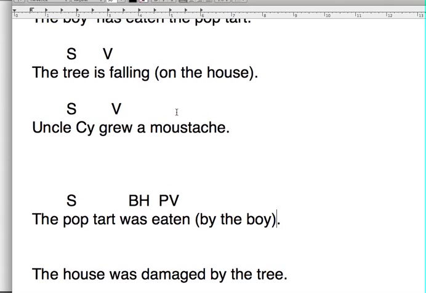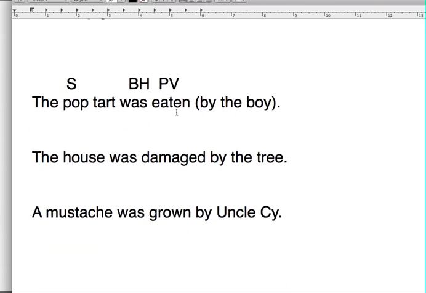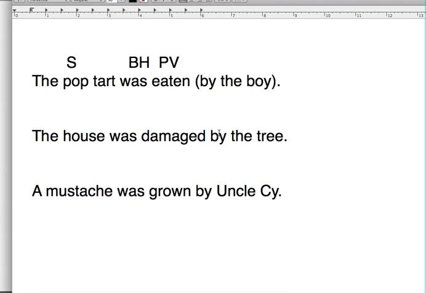Instead of the tree is falling on the house, we could say the house was damaged by the tree. Again, now the house is the subject instead of the tree being the subject, right? And was is our be helper, and damaged is our pre-started verb, and by the tree is our prepositional phrase. That prepositional phrase tells us what did the damage, the tree. What was the damage done to? It was done to the house.